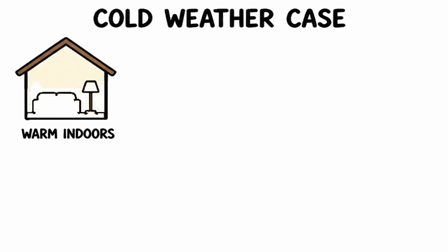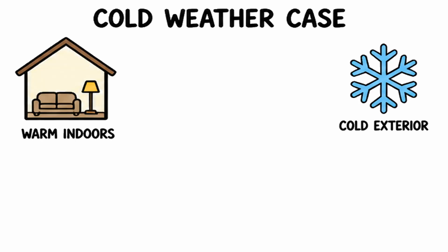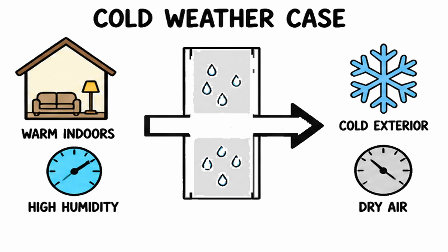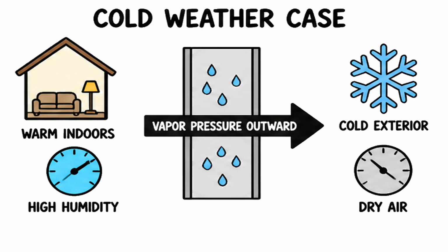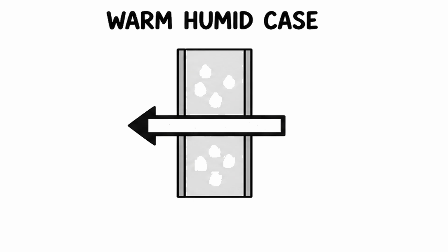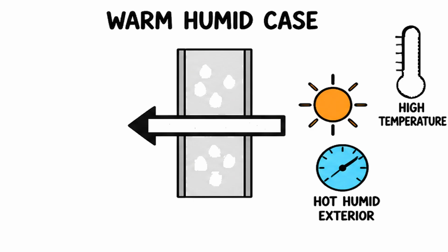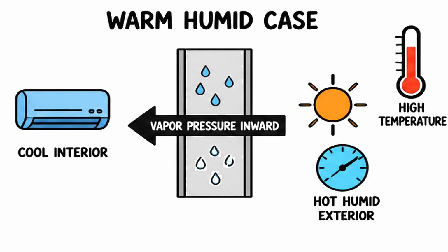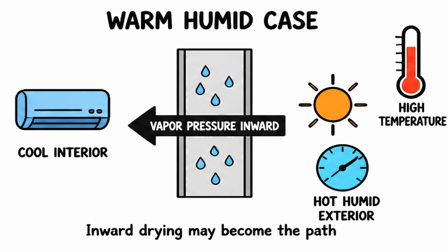Consider a real example. In cold weather, the exterior is colder and drier, while indoor air holds more humidity. Vapor pressure often pushes moisture outward, and outward drying may dominate. Now, consider warm, humid weather. The exterior is hot and humid, and air conditioning cools the interior. Vapor pressure may push inward, so inward drying can become the more available path.